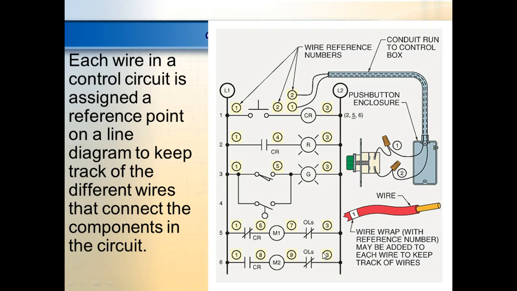Each wire in a control circuit is assigned a reference point on a line diagram to keep track of the different wires that connect components in the circuit. This is kind of misleading. What we call these things manufacturer numbers. So when you go out and you buy these devices, all these things are going to be numbers.